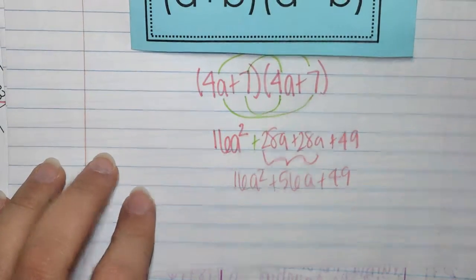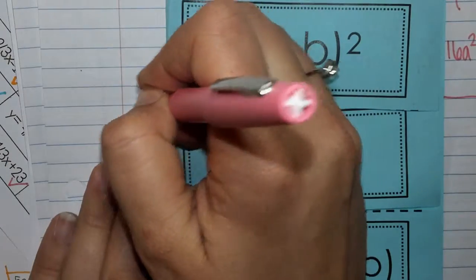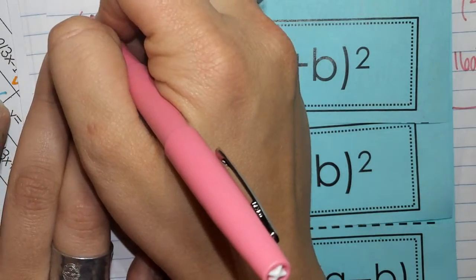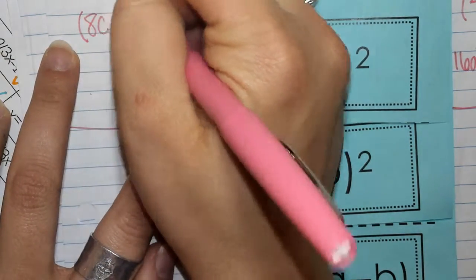Alright, you ready to try one without me? Alright, so we're closing this. I'm going to write it over here. I would like you to please do 8C plus 12 quantity squared.